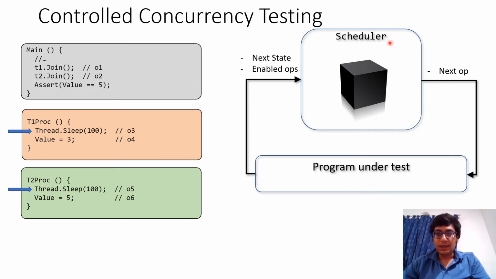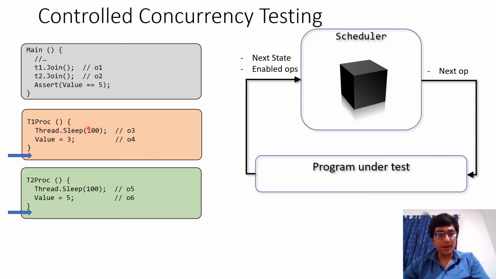O5. The scheduler uses some strategy, which we represent here as a black box, to choose which is the next operation to execute. So in this case, the scheduler might decide to execute O3, and for testing purposes, the sleep is just a context switch point, which we choose to take or not take. The next operation might be O5, and then the scheduler might decide to do the write in thread 2.